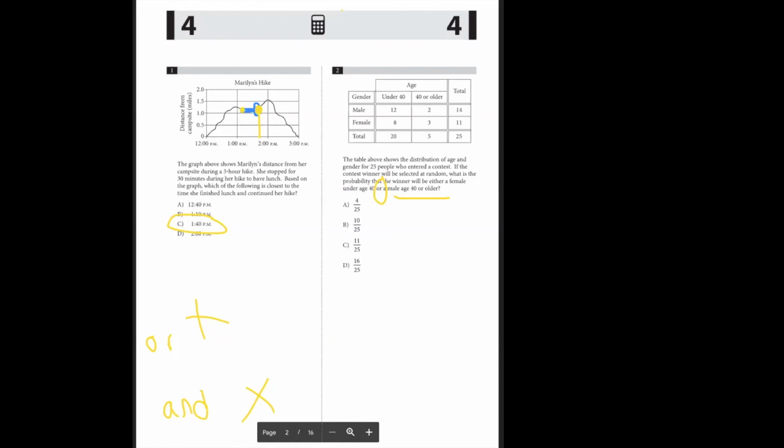Out of the 25 people that are here, under 40 is 8, under 40 is 20, females here. It's kind of like you're interpolating on a chart and you're just finding which one matches. So the first one, female under the age of 40 is 8 over 25. Adding, because we have the "or" there, male aged 40 or older, this one would be 2. So this would be 2 over 25.